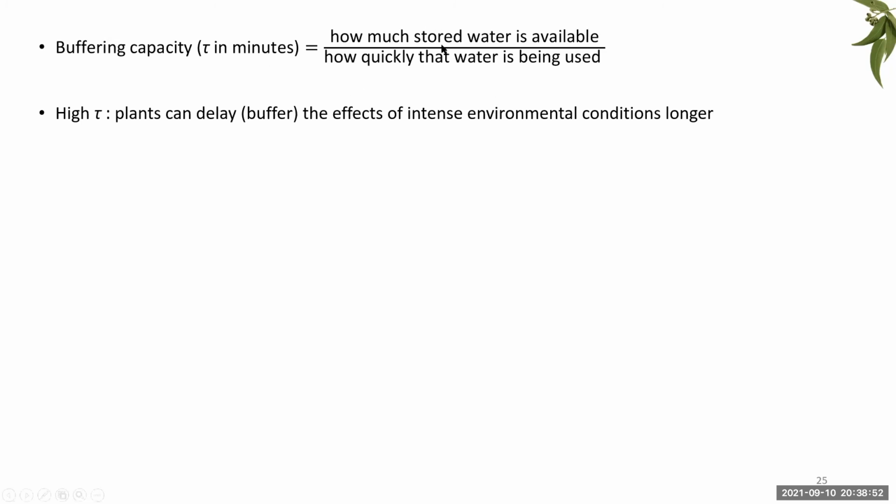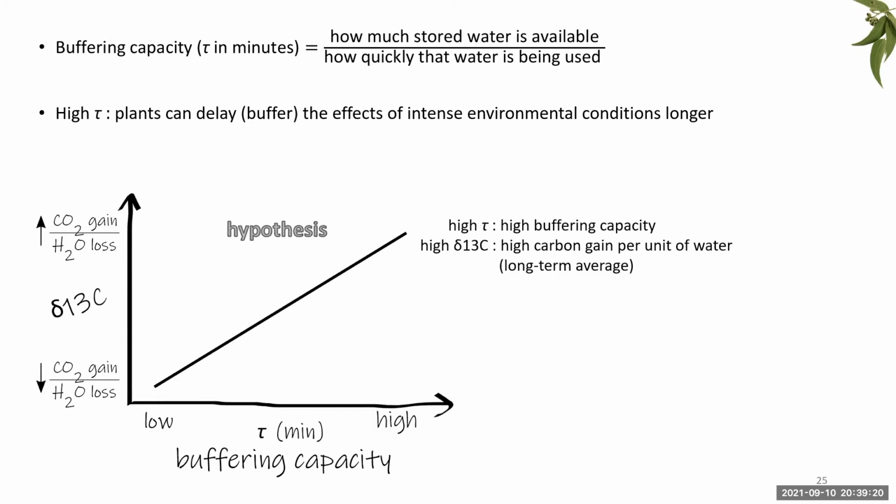And so, if you have 2 liters versus 4 liters of storage. So it basically measures how much water you have and how quickly you can use it. And it tells you a buffering capacity. So basically a high buffering capacity, or a high tau, means that plants can delay these effects of environmental conditions, which can allow them to maintain more carbon dioxide gain per unit of water.